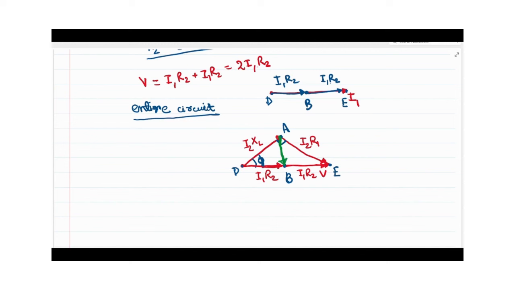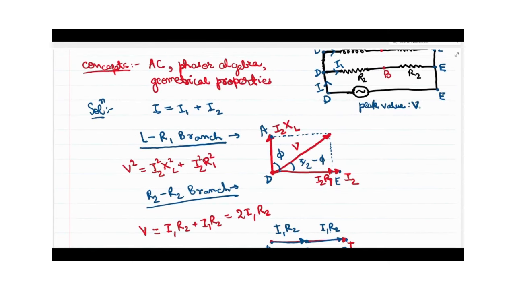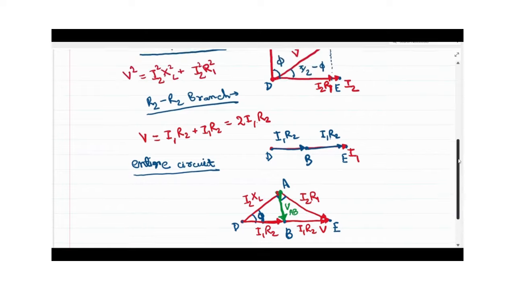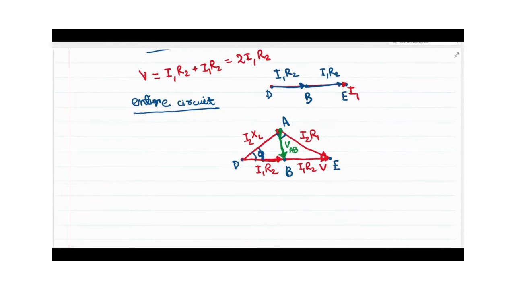Right. This is the potential difference we want, which we have defined as V. Let us say this is VAB.